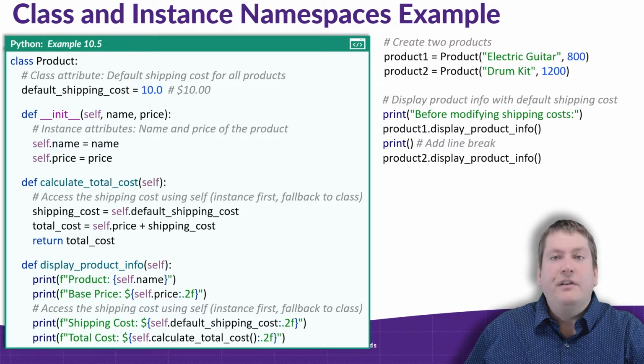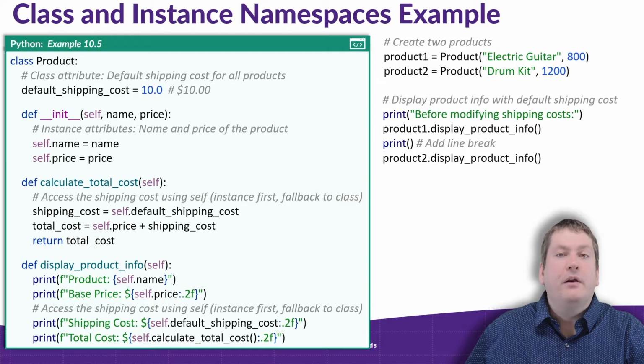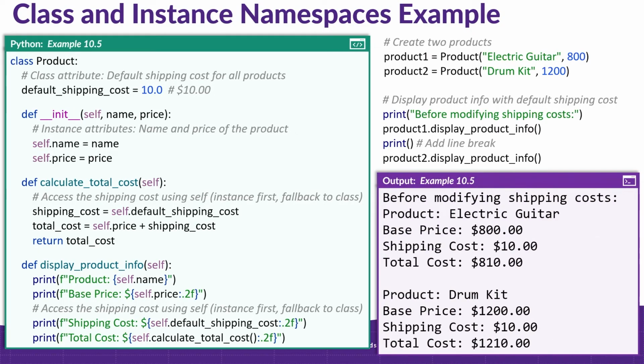And product 2 is a drum kit, and it's going to cost $1,200. So what are we doing with this? Well, we are first printing out before modifying shipping costs, and then we're using the display product info method to print out the values for these classes. This would look something like this.